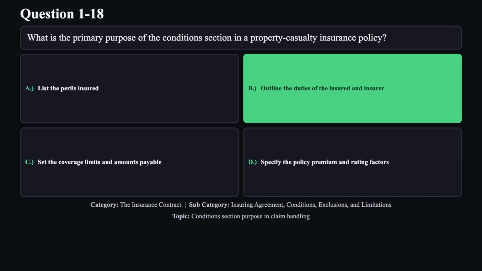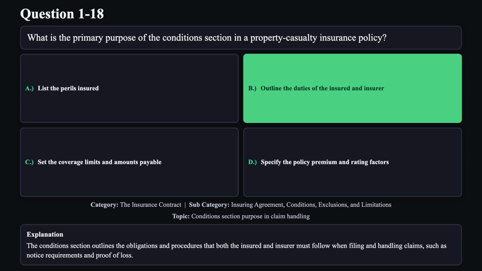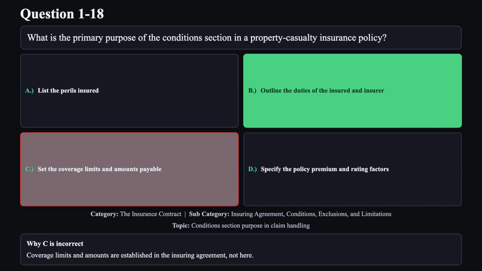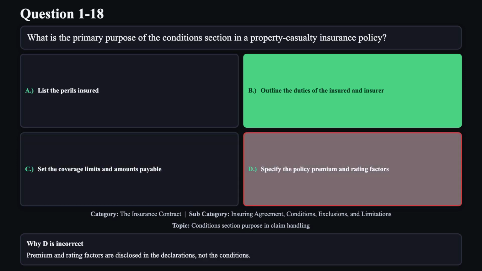The correct answer is B. The conditions section outlines the obligations and procedures that both the insured and insurer must follow when filing and handling claims, such as notice requirements and proof of loss. Reason A is not correct. Listing insured perils is a function of the insuring agreement, not the conditions. Reason C is not correct. Coverage limits and amounts are established in the insuring agreement, not here. Reason D is not correct. Premium and rating factors are disclosed in the declarations, not the conditions.